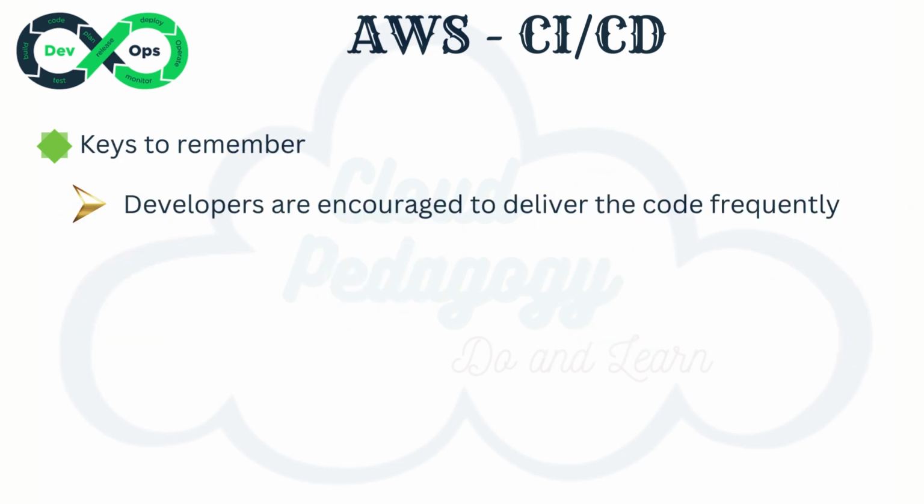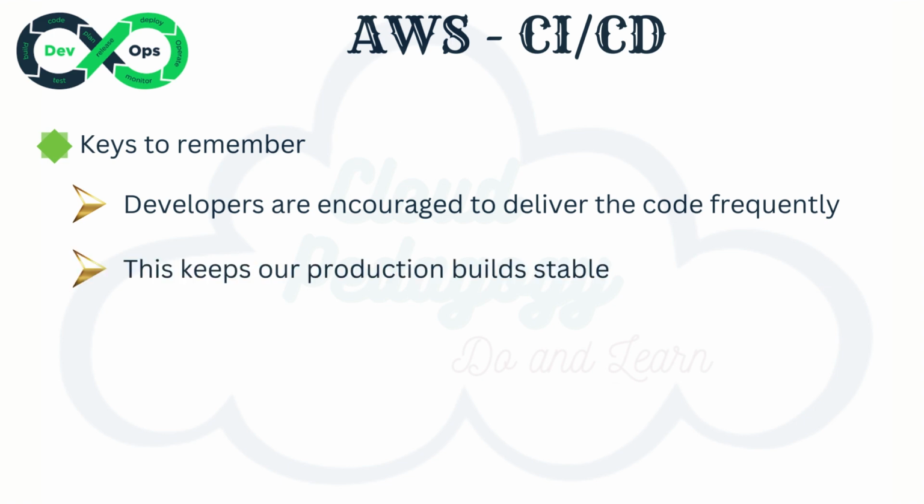So what are the keys to this? Well, our software developers are encouraged to check in their code frequently, in small updates. And further down the pipeline, when we get to delivery, we want to deliver this code frequently in small chunks. And ultimately, the benefit of that is that it's going to keep our production build stable.